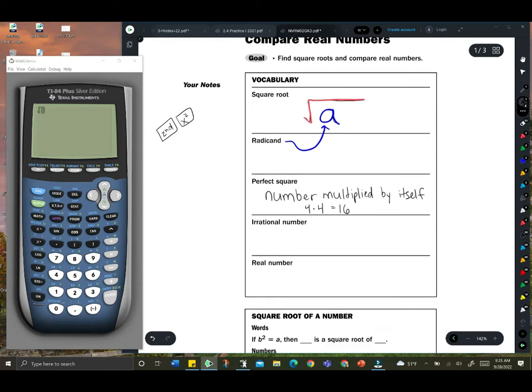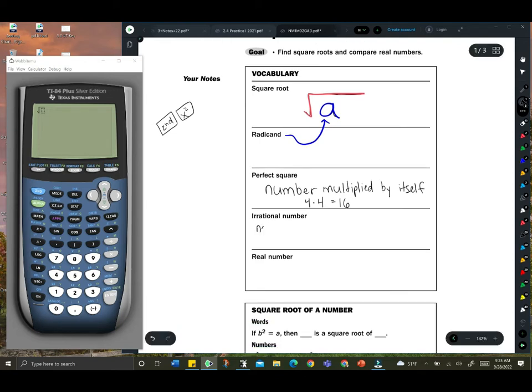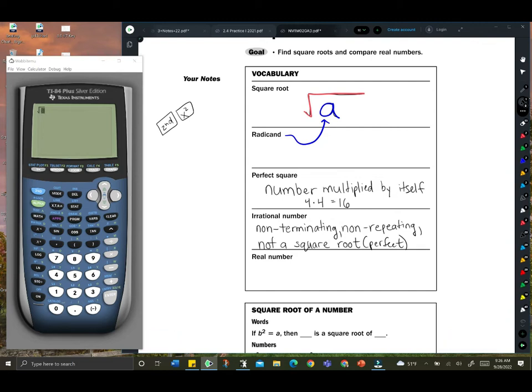An irrational number is a non-terminating, also non-repeating decimal. And it is not a perfect square, or not a perfect square root, I should say.